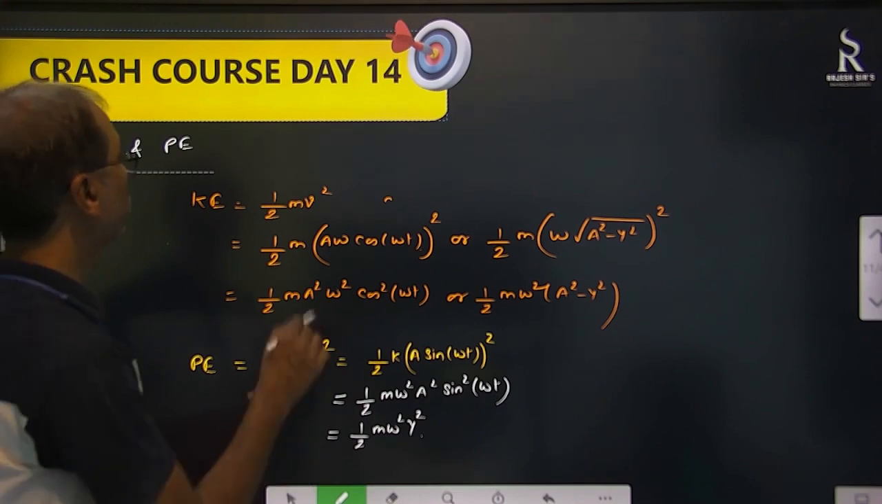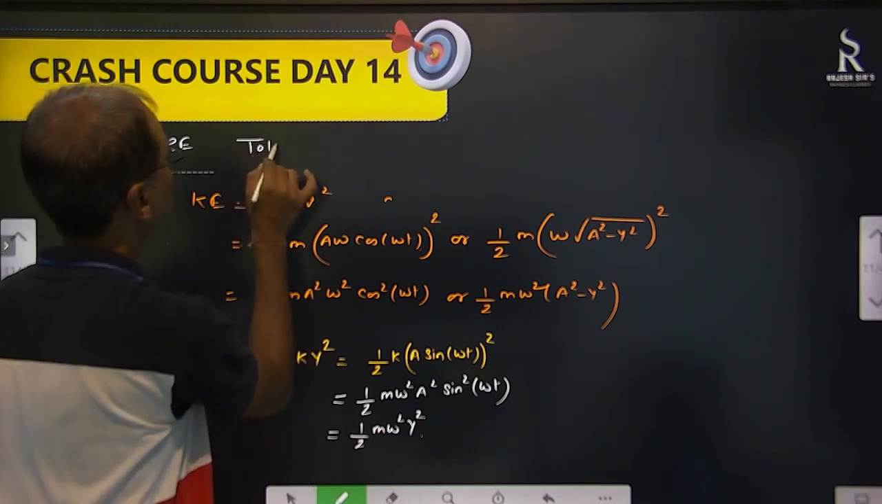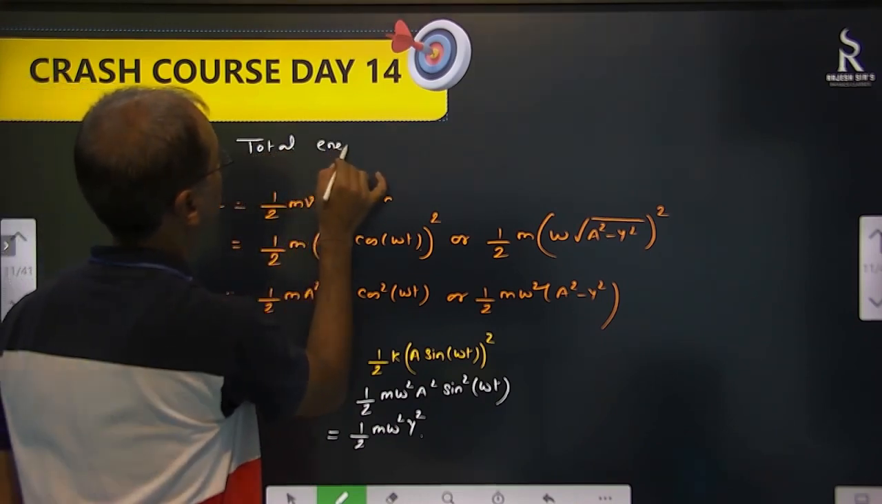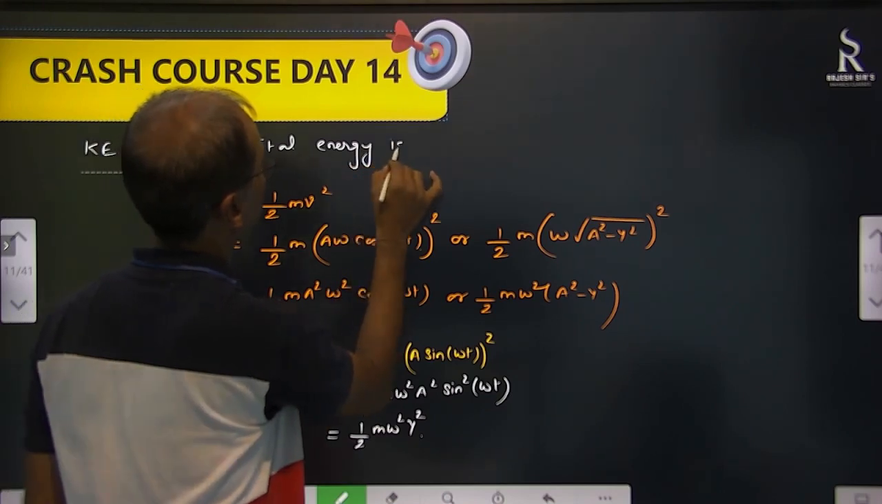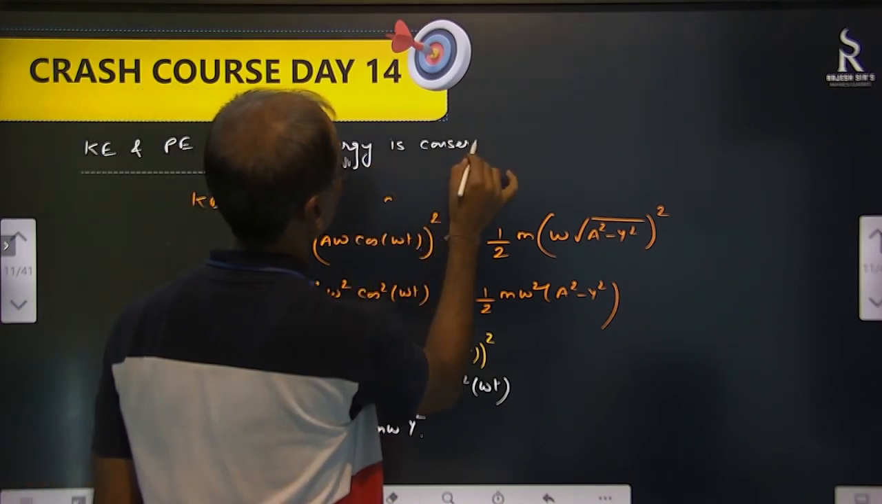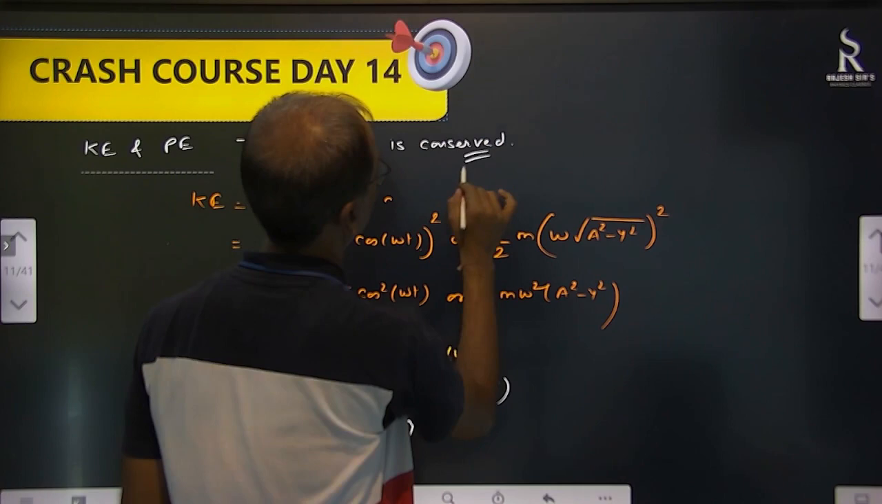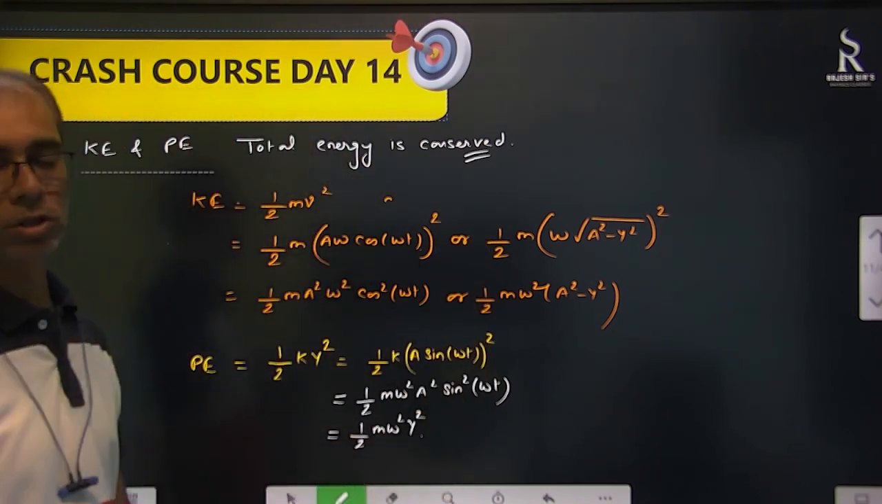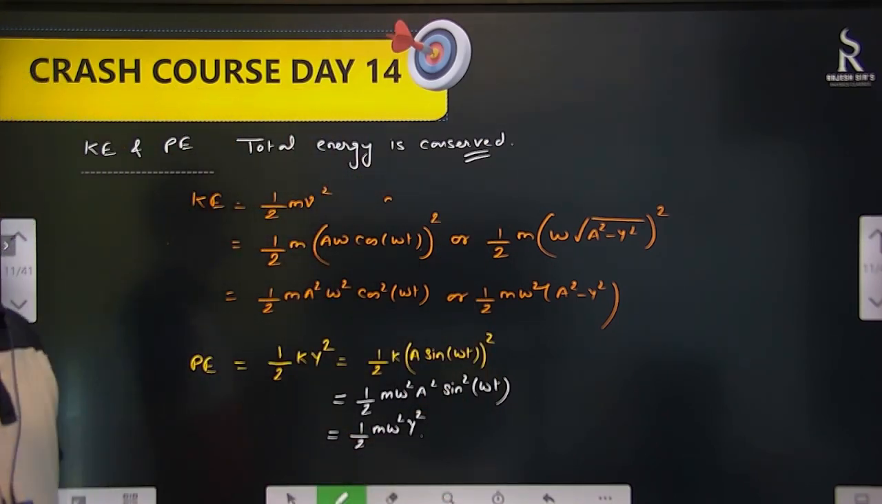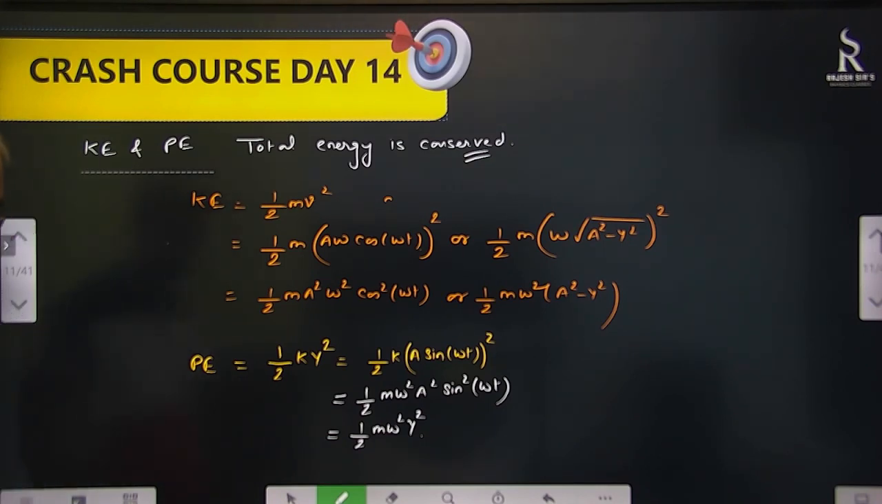And as I told you, total energy is conserved. That means the sum of kinetic energy and potential energy is constant in SHM. That is not going to change. Okay, right? Just take a 1 minute break. I'll take water and come.